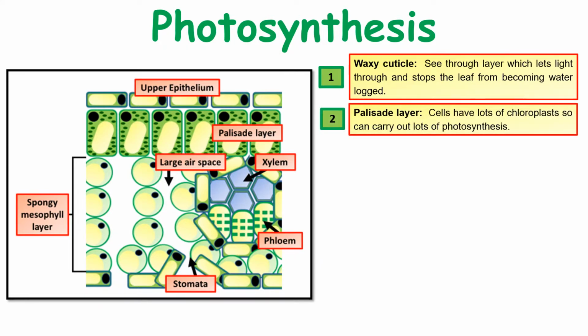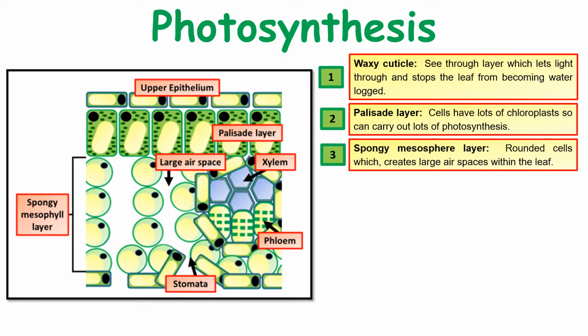Below that, we have the palisade layer. Palisade cells have lots of chloroplasts because this is where they carry out photosynthesis. Bear in mind that the palisade layer is at the top of the leaf, so this is the section that will probably be getting the most light, or the greatest light intensity.